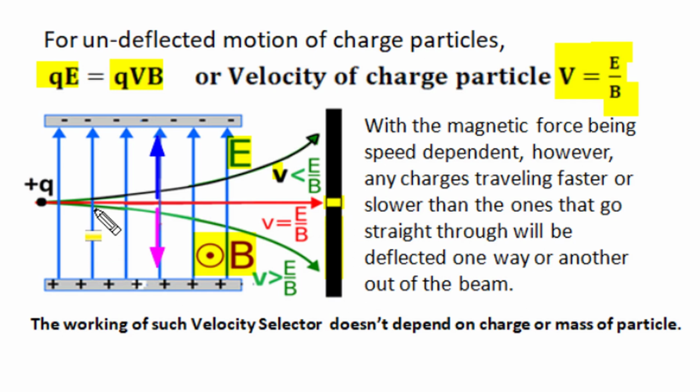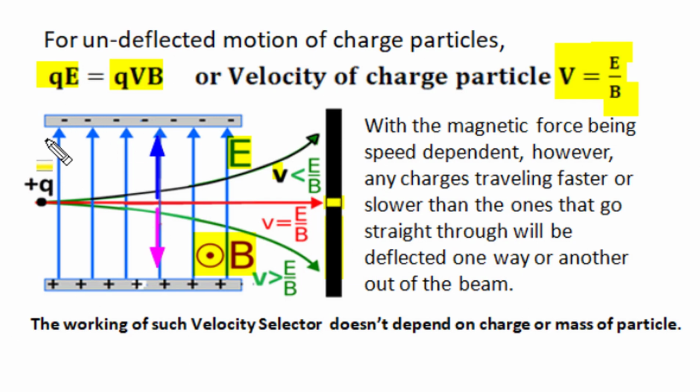So any charged particle traveling faster or slower than this specified velocity will be deflected either one way or another way and get stopped here in this region, and particles of specified velocity given by this relation will go straight and get selected as a fine beam.